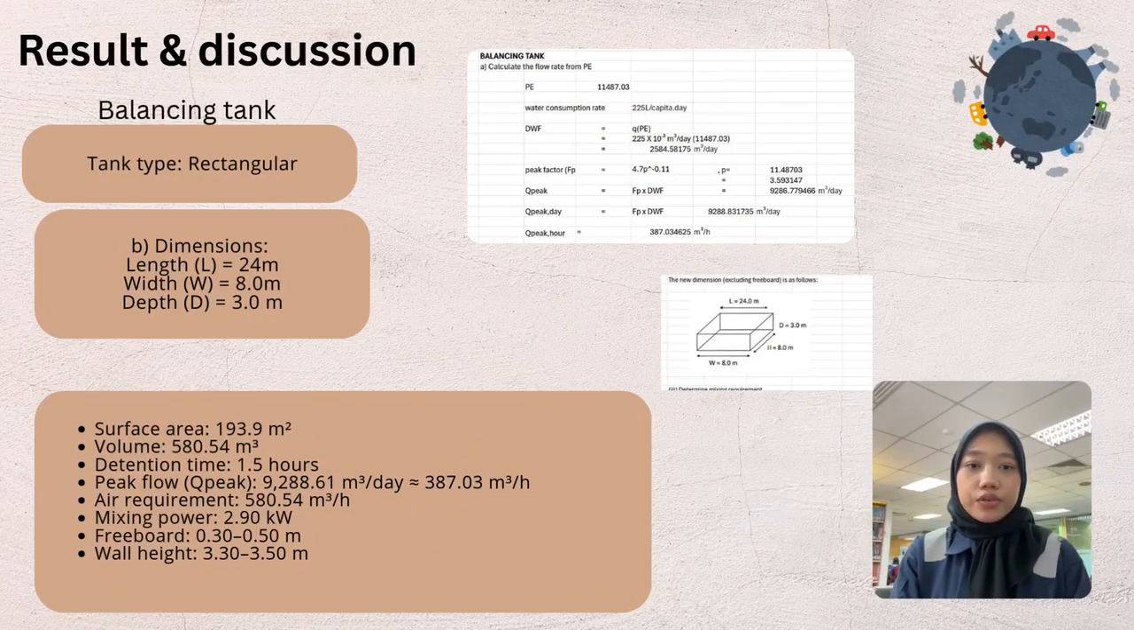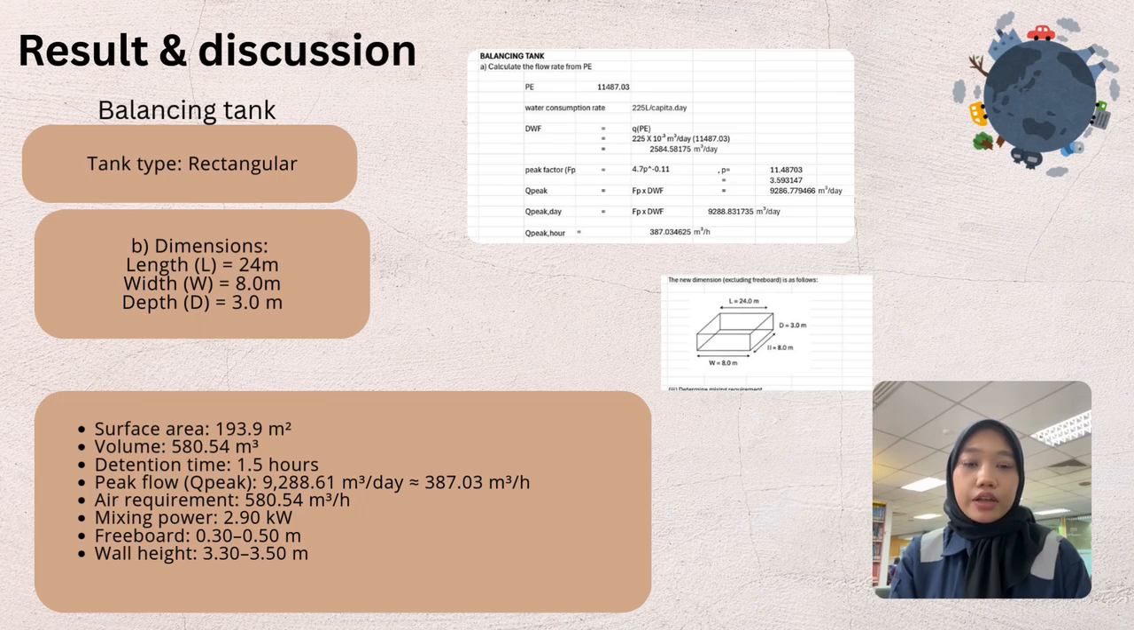Based on the design results, a rectangular balancing tank was selected to ensure effective flow equalization and stabilize hydraulic loading to downstream treatment units. The tank was designed with a length of 24 meters, width of 8 meters, and water depth of 3 meters, giving a calculated surface area of 193.9 square meters and a total working volume of 580.54 cubic meters. This volume is adequate to accommodate variation in influent flow and load at a peak flow rate of 9288.61 cubic meters per day, which is equivalent to 387.03 cubic meters per hour. The tank provides a detention time of 1.5 hours.